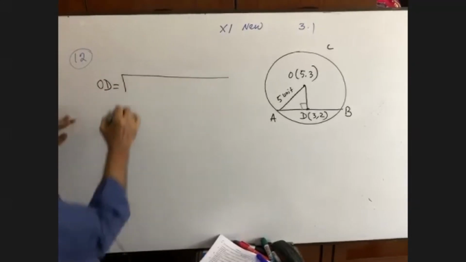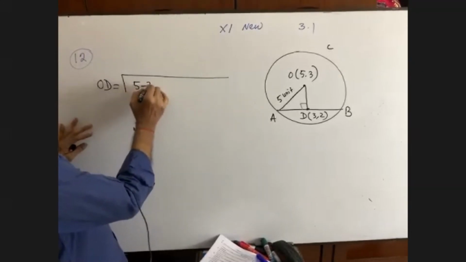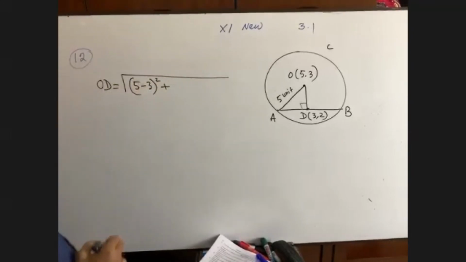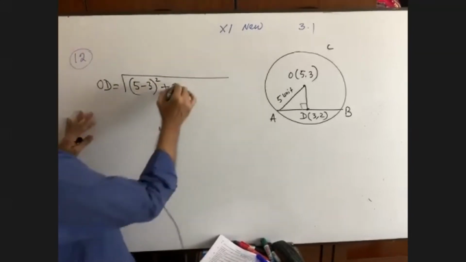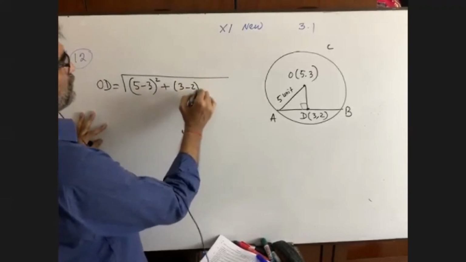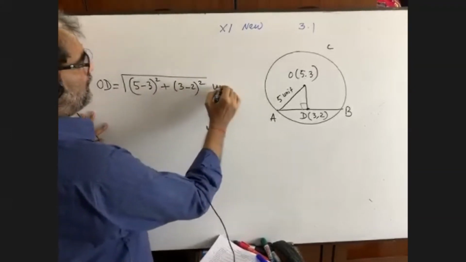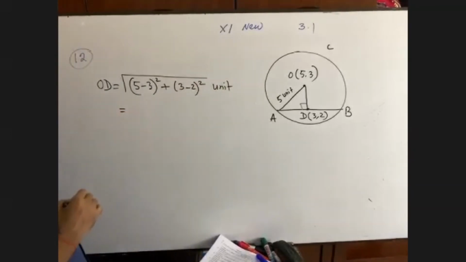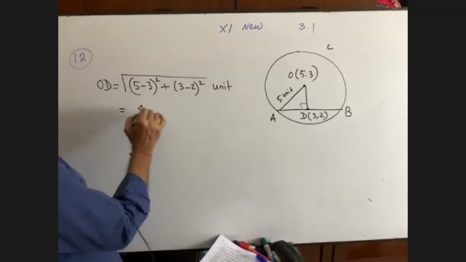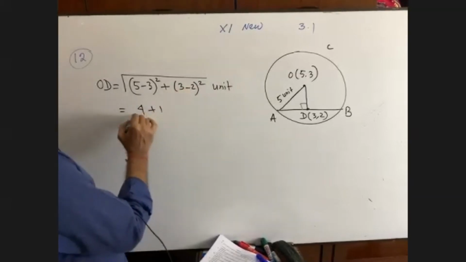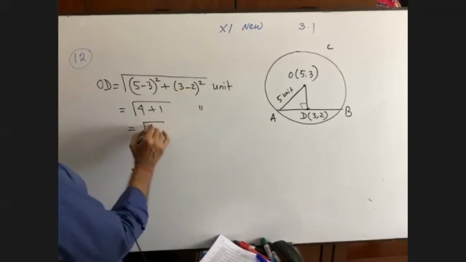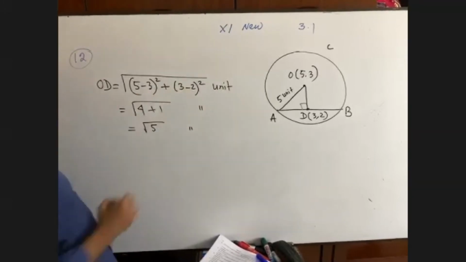Root over 5 minus 3 whole square plus 3 minus 2 whole square unit. Can you please let me know? 5 minus 3, that is 2. It is 4. And it is 1. Right? That is root over 5 unit.